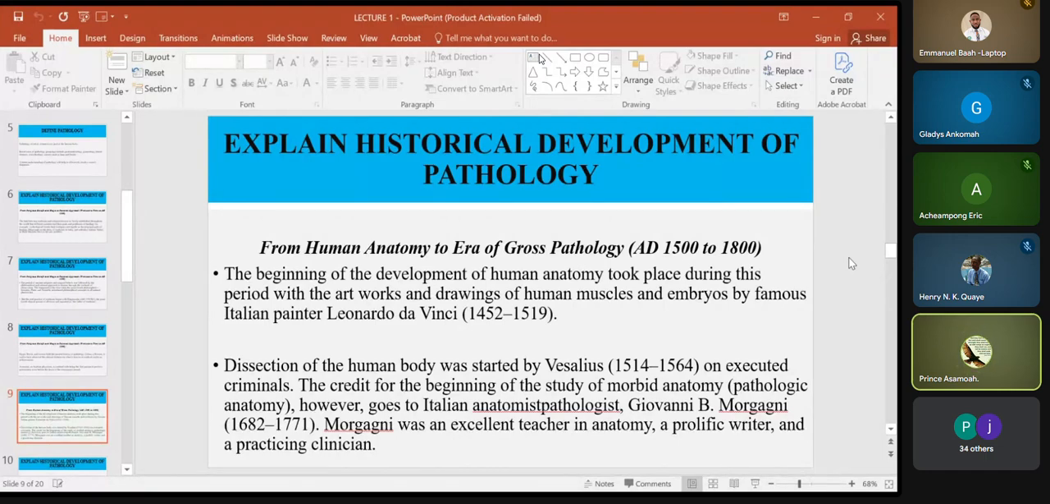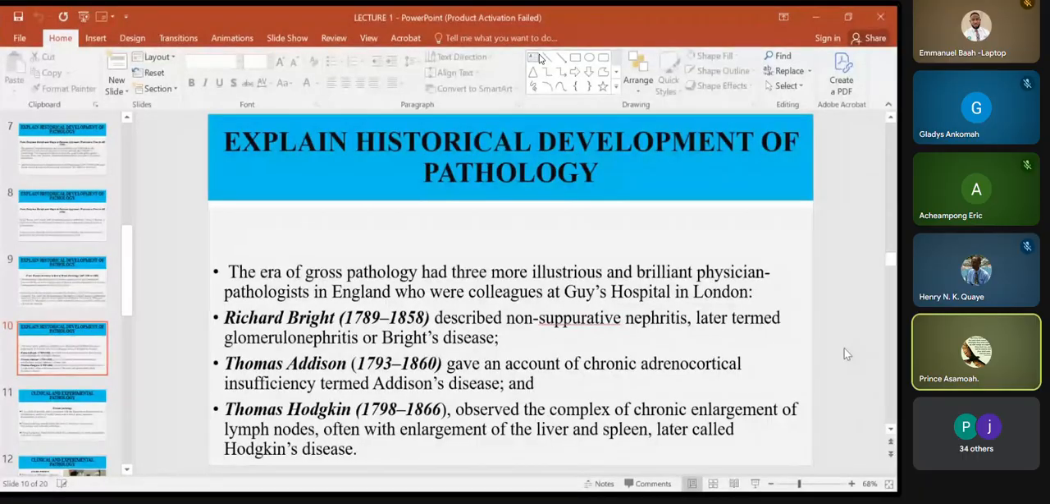For him, his attention was on anatomy proper, pathology, looking at the structure in a disease state. So all these people came to play their role in the development of pathology. Then the era of gross pathology had three more illustrious and brilliant physicians. You can talk of Richard Bright, who described non-suppurative nephritis, or as later called glomerulonephritis. So inflammation in the nephrons. We'll look at that next semester.